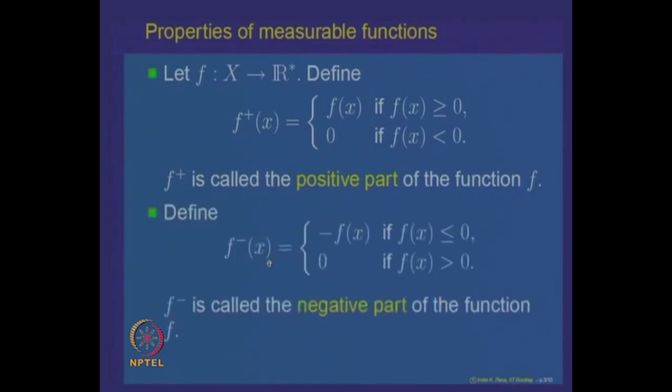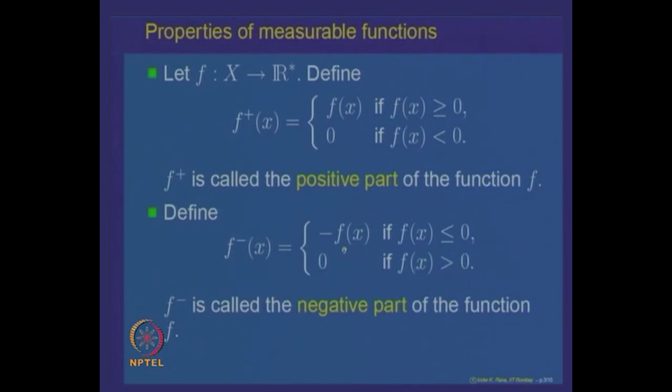Similarly, we can define the negative part of the function to be a function on X again, denoted by f minus of x. So, f minus of x is equal to minus of f of x. Keep in mind, we are putting a negative sign here if f of x is less than or equal to 0. That means, as soon as the function is on the x axis or below the x axis, we reflect it against the x axis and put its value as minus of f of x. So, f of x with a negative sign. If f of x is negative, this will always be a non-negative quantity, and the function is defined as 0 if f of x is bigger than 0.